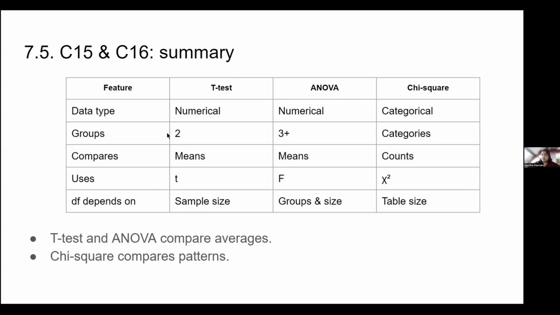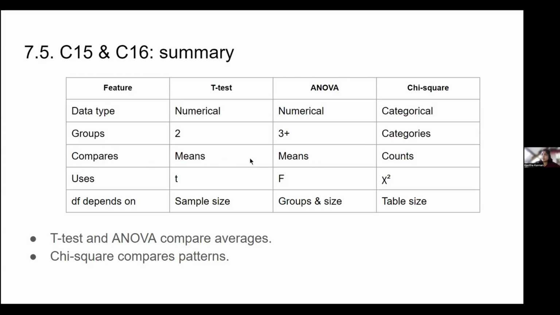Number of groups. If you have just two groups, like comparing before and after, or drug A versus drug B, use the t-test. If you have more than two groups, three or more, use the ANOVA, and again, the one-factor and two-factor ANOVA that we looked into. And if the data is all categories, then it's the chi-square test. And what are you comparing?